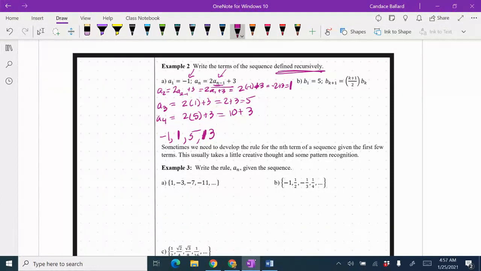Let's look at B. So B says we're starting with 5 on our list. Let me use a different color. So 5 is my first term. This time we are supposed to be doing the next term on the list.